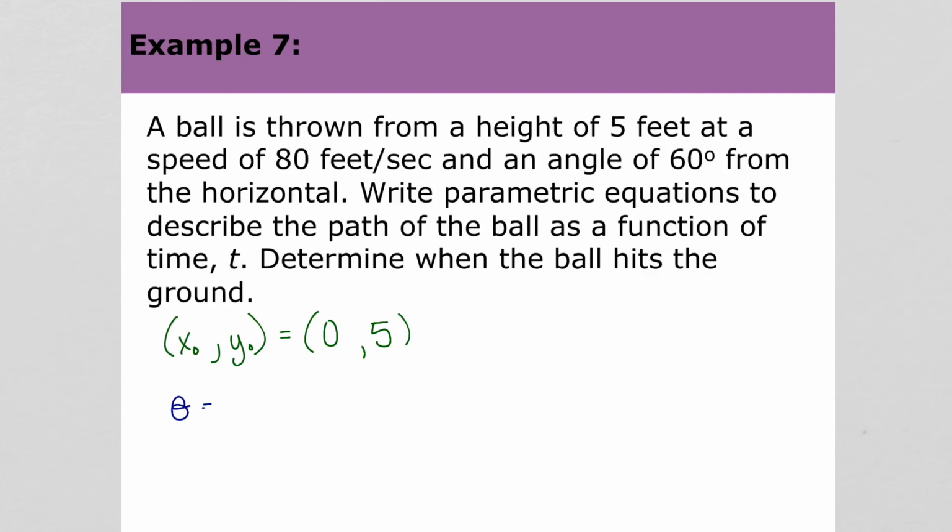We're told that theta is 60 degrees. We're told that the initial speed, v naught, is 80. And we're in feet per second, so that means that g must be 32 feet per second squared. We'll just write 32 for now. Okay? So we're going to use this information to help us out.